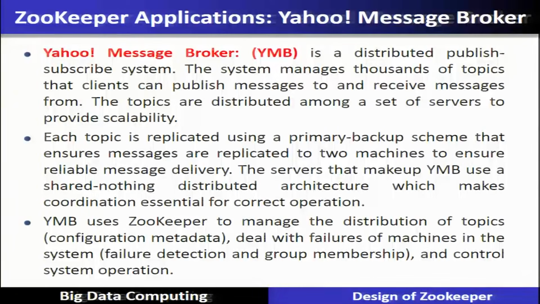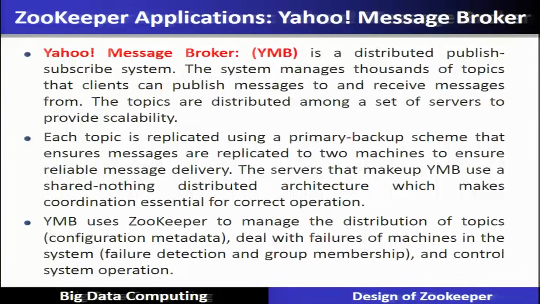The topics are distributed among the set of servers to provide scalability. Now, each topic is replicated using the primary backup scheme that ensures messages are replicated to two machines to ensure reliable message delivery. The servers that make up the broker, that is YMB, use a shared nothing distributed architecture, which makes the coordination essential for correct operations.